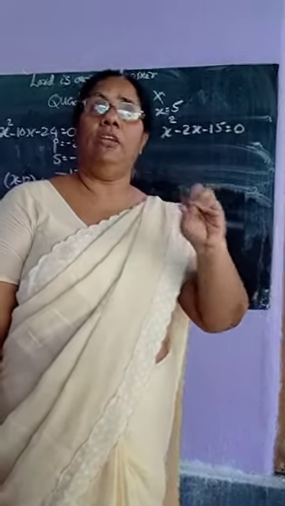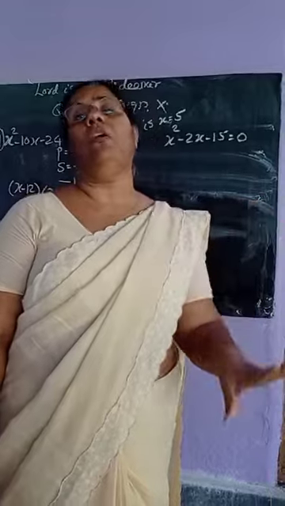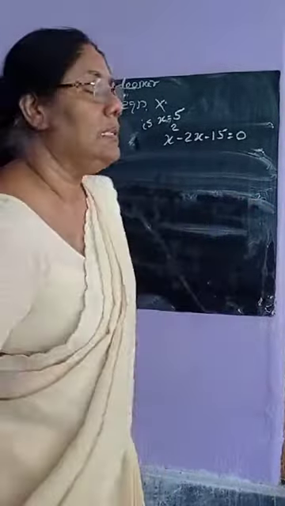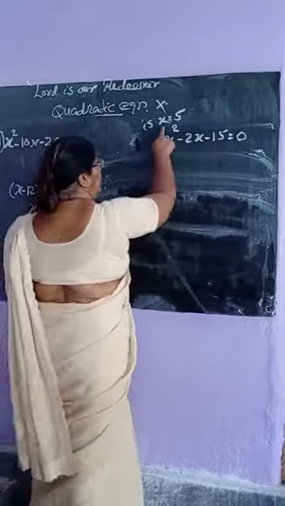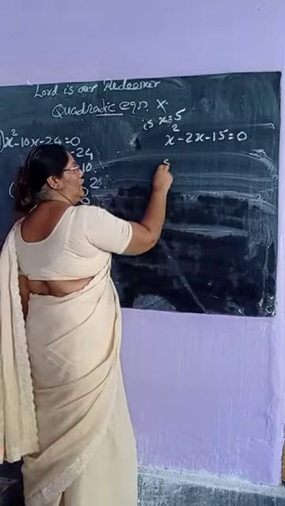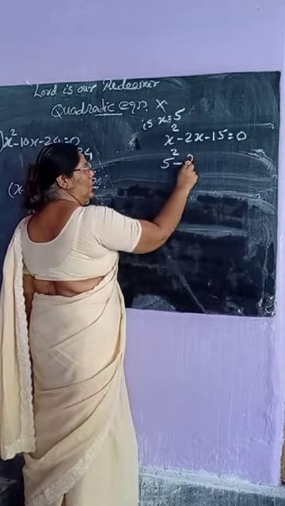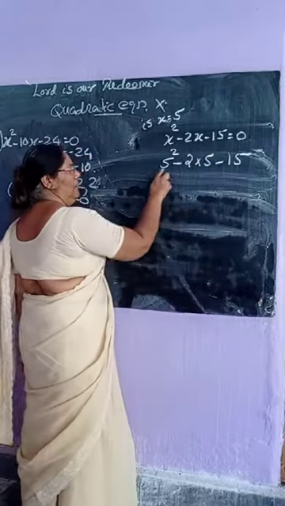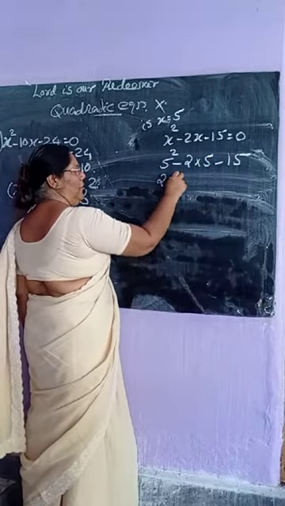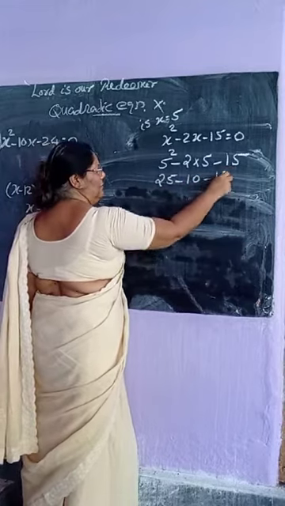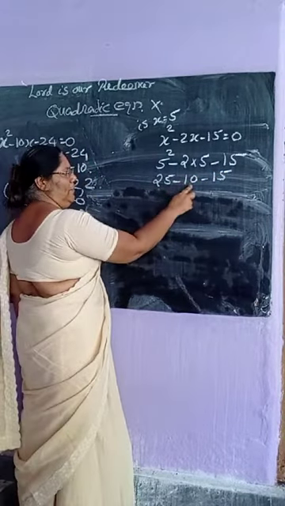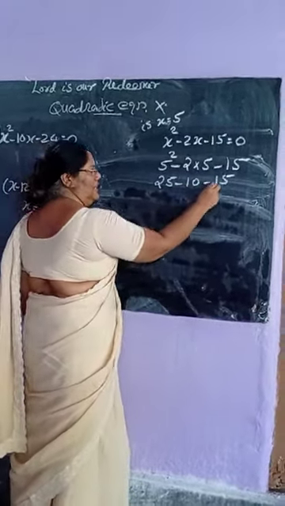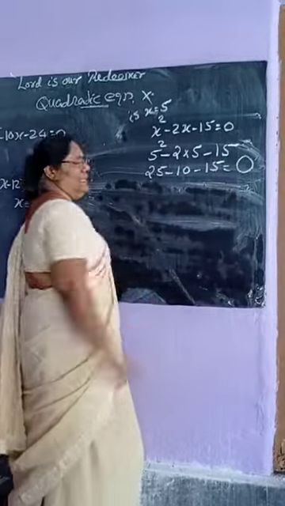That means when you put x equal to 5 in the quadratic equation, you will get the answer 0. We can try that. Put x equal to 5 in this equation: 5 square minus 2 into 5 minus 15. What is 5 square? 25 minus 10 minus 15. Agree? 25 minus 10, 15. 15 minus 15. The answer is 0.